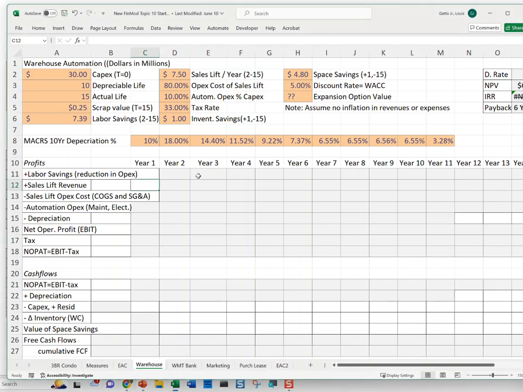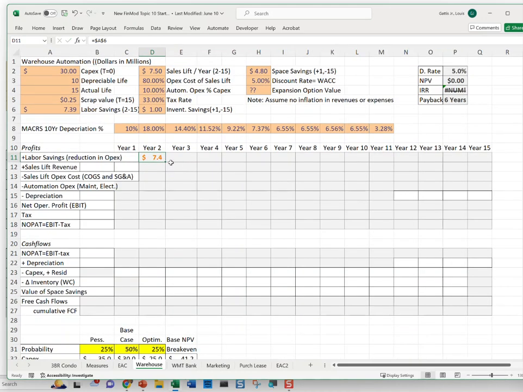with our labor savings. That labor savings is assumed to be $7.4 million a year. I'm going to anchor that. And copy that over. We're going to get additional sales lift by having the right products at the right time of $7.5 million. We'll anchor that. Copy it over.